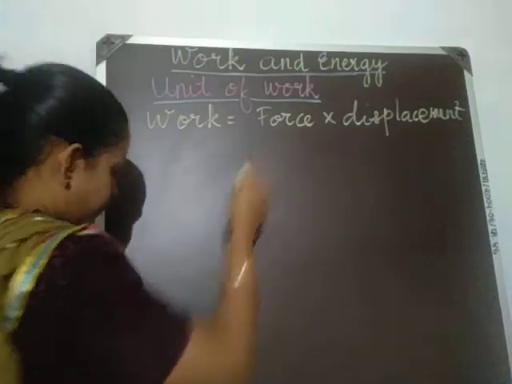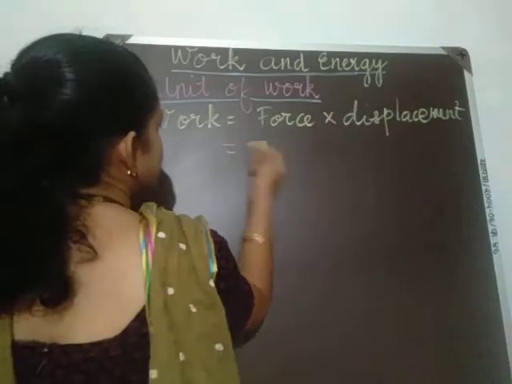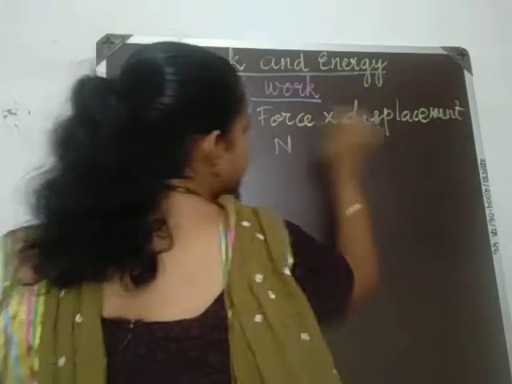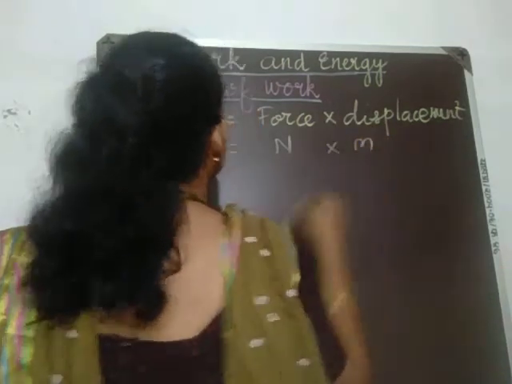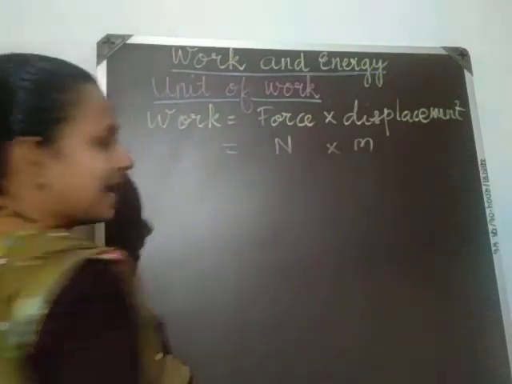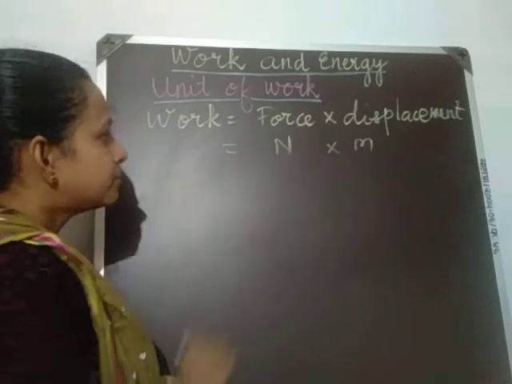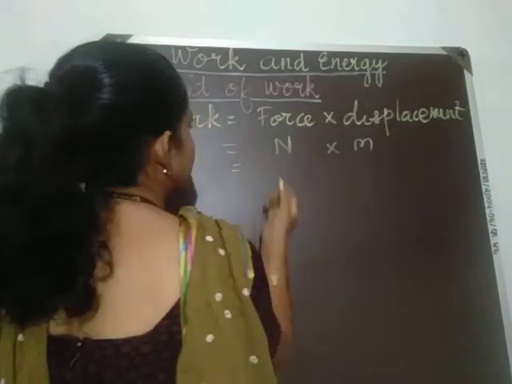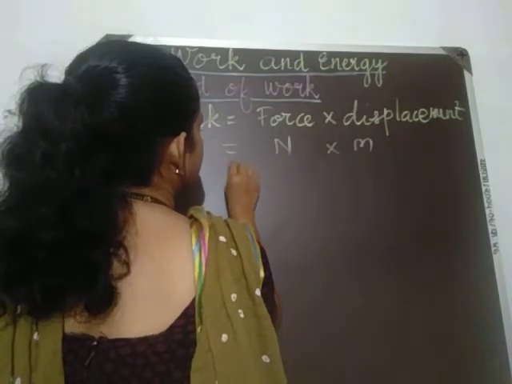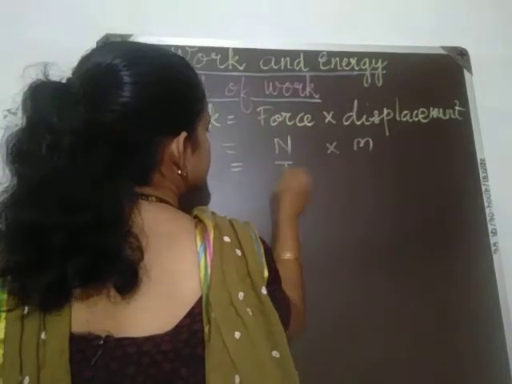So the unit of force is nothing but equal to Newton. Okay? And that of displacement is meter. Therefore, the unit of work becomes Newton into meters. But Newton into meter is also called as joules.